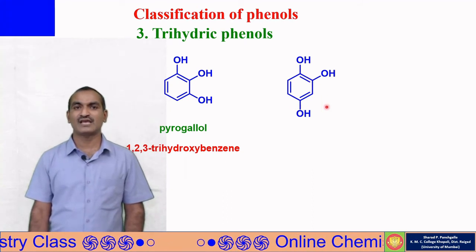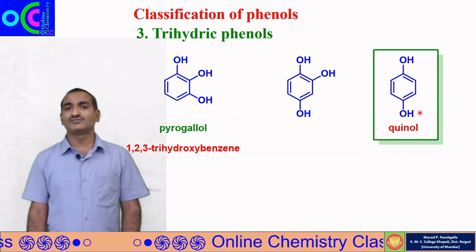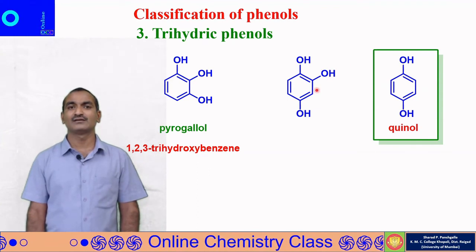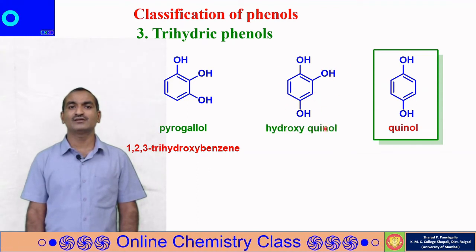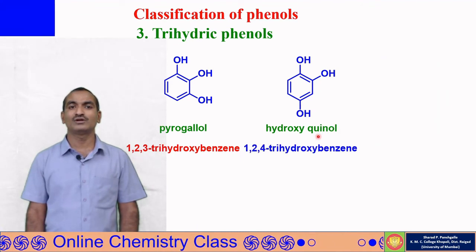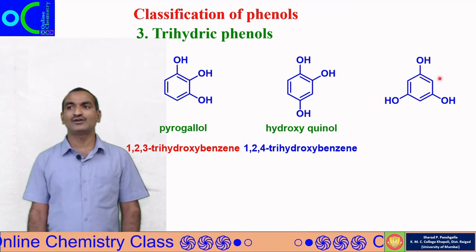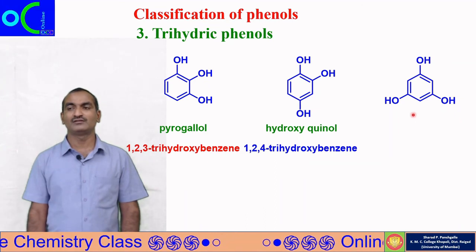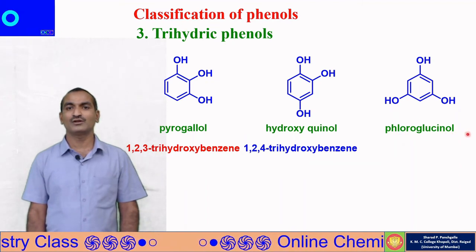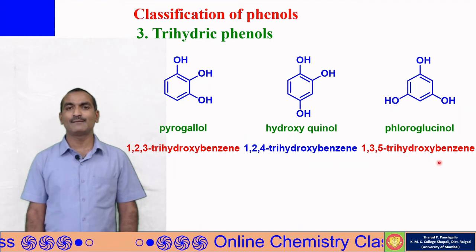Similarly, this is quinol. Now what is the difference between these two structures? There is one hydroxy group extra in this particular compound, so this is known as hydroxyquinol. Its IUPAC name is 1,2,4-trihydroxybenzene. Similarly, when the three hydroxy groups are present at positions 1, 3 and 5, that will be known as phloroglucinol. Its IUPAC name is 1,3,5-trihydroxybenzene.